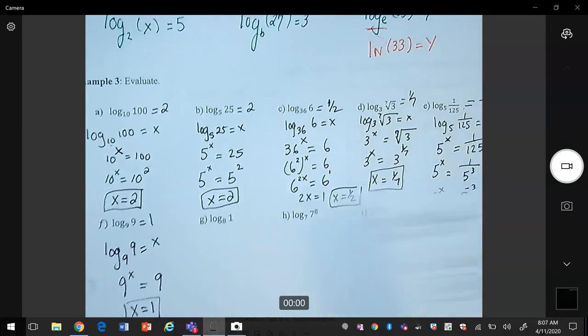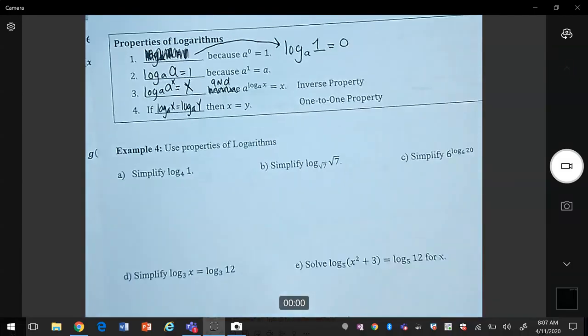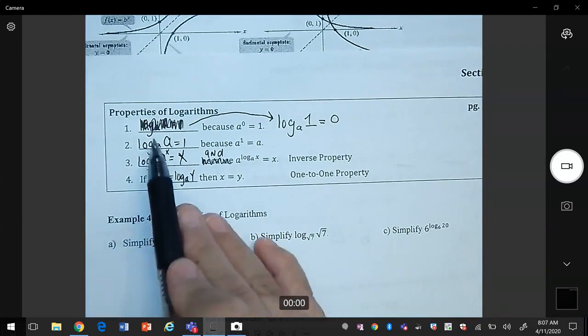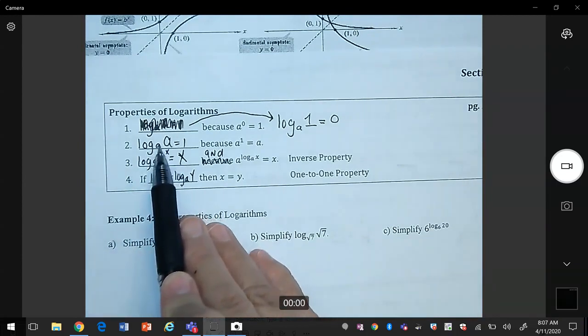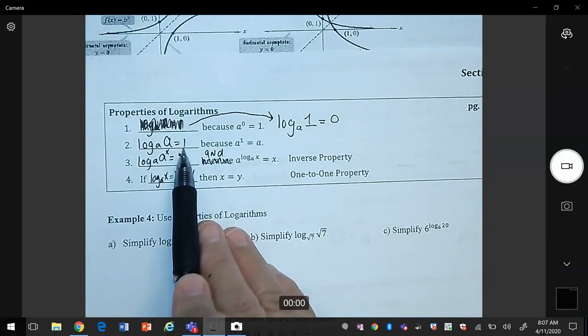Okay, so that's actually a property on the next page. That's going to be property number 2. If the base and the number are exactly the same, then your log is always going to be equal to 1.